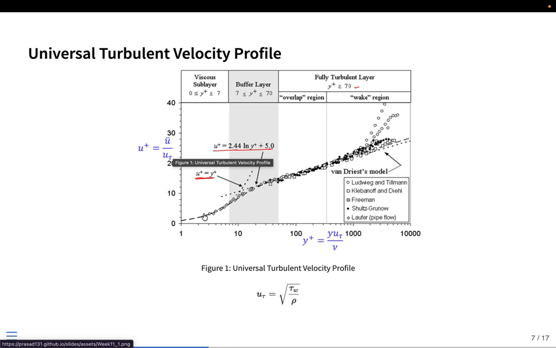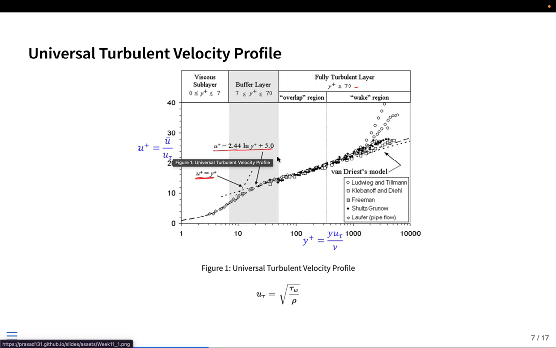So there the relation between u plus and y plus will get simplified to u plus equal to y plus. And if you go far into the turbulent region, the effect of molecular viscosity will get negligible, and there we have a different equation. And the overall intersection between these two regions is given in this particular form. What exactly we are going to do with this profile is something that we will see in a little while.